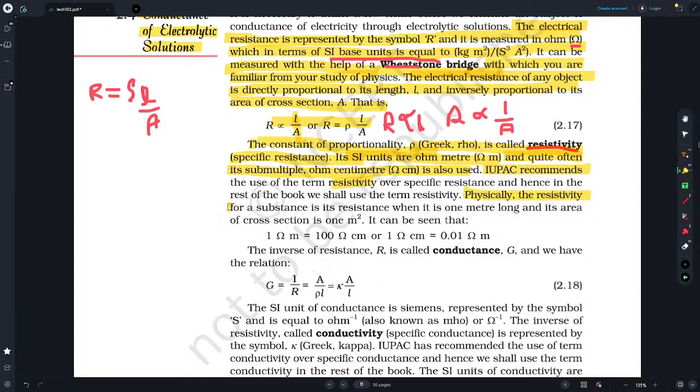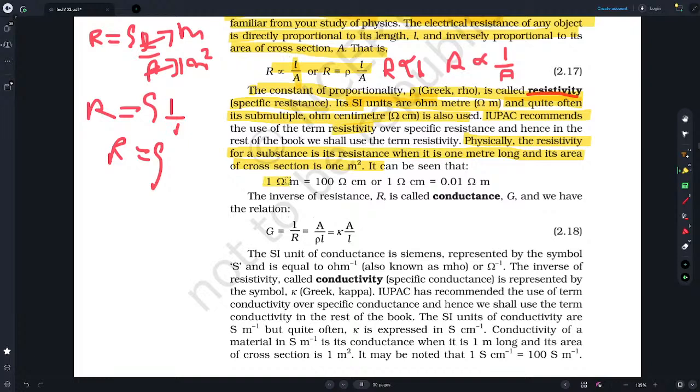Physically, the resistivity of a substance is its resistance when it is 1 meter long and the area of cross section is 1 meter square. Resistance equals rho L by A, and when L equals 1 meter and A equals 1 meter square, it is 1 by 1 into rho, so R equals rho. In this condition, R is equal to rho. This conversion: 1 ohm meter, which is the SI unit of resistivity, is equal to 100 ohm centimeter, or 1 ohm centimeter equals 0.01, or 10 power minus 2, ohm meter.